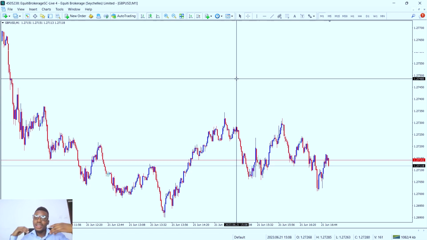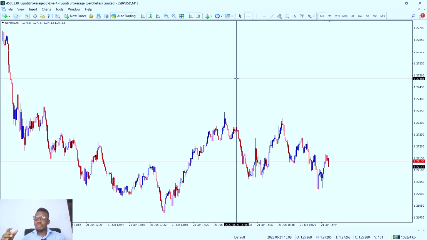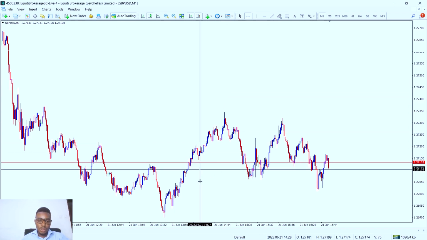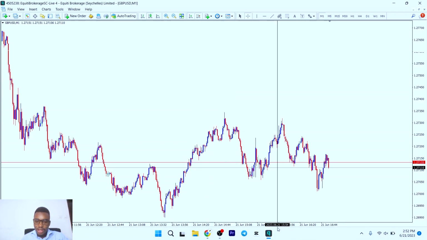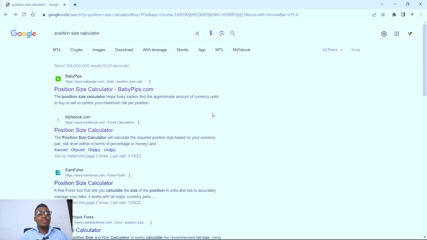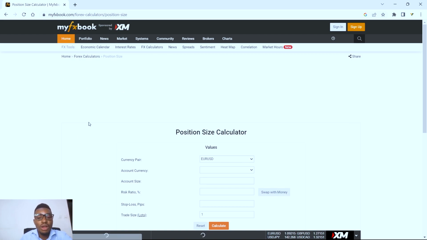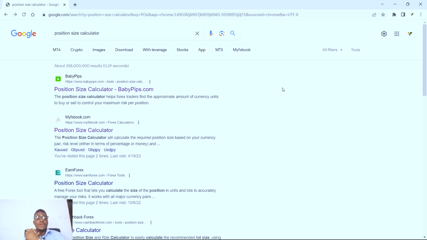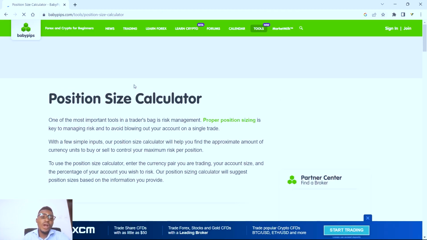For the math geeks, you could just move to babypips.com. We have a position size calculator. So to calculate your lot size, just Google position size calculator. One of the simplest is from Baby Pips, and that's the one I use. So now to calculate your lot size properly, you know that my stop loss is 20 pips. Move to the position size calculator on Baby Pips.